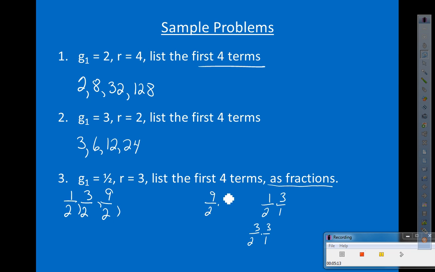Now I'm at 9 over 2. To multiply by 3, I'm going to go 3 over 1. 9 times 3 is 27 over 2 times 1 is 2. That's how we leave things as fractions. But that's how we handle it if I give you a first term and an R value. R for ratio, which means multiply. If it was arithmetic, I would have said A sub 1, and I would have given you a D value.